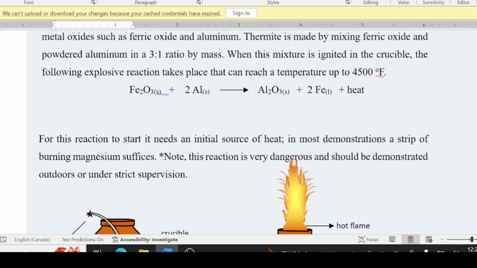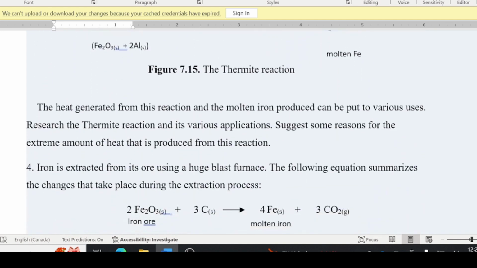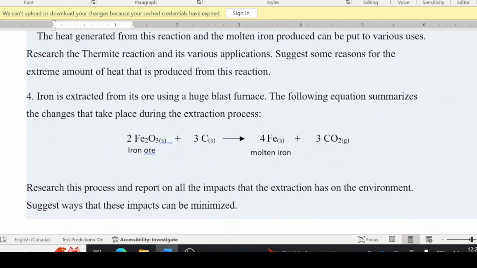Something similar to that happens in the blast furnace. The blast furnace is used to extract iron from its ore, iron(III) oxide. If it is very, very hot and you react that with hot coke, the carbon is able to remove the oxygen to give you carbon dioxide.